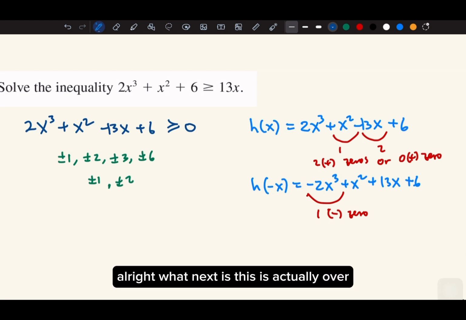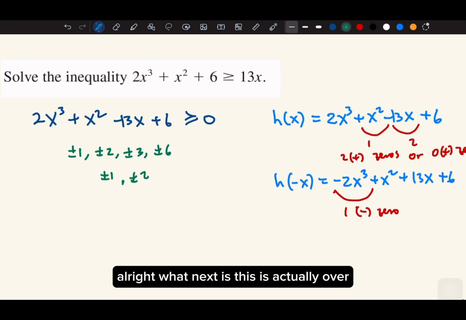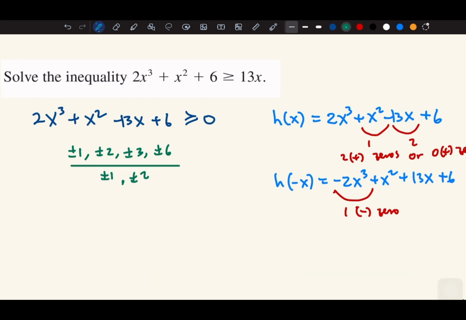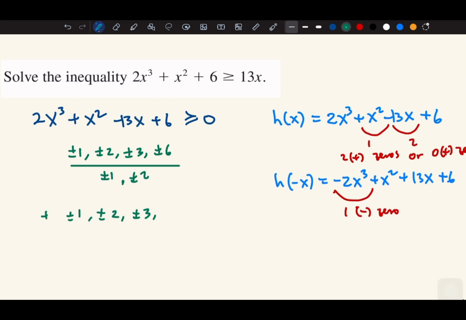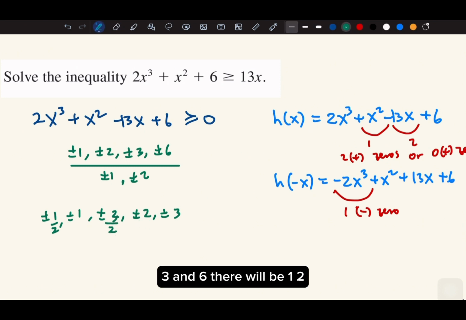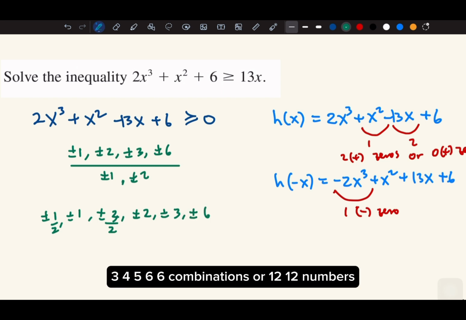All right, what's next is, this is actually over, I forgot to write. So it will be 1, 2, 3, or 1 over 2, and 3 over 2, and 3 and 6. There will be 1, 2, 3, 4, 5, 6 combinations, so 12 numbers.